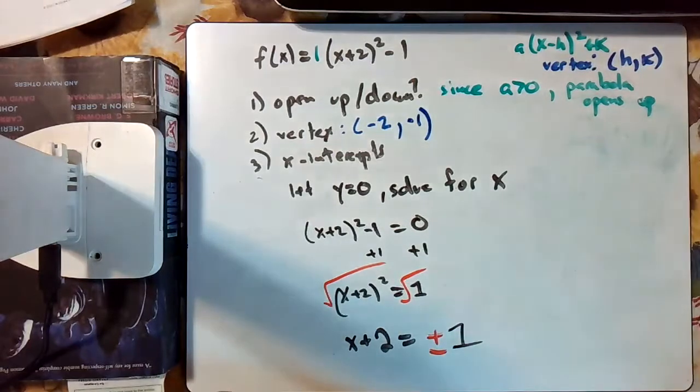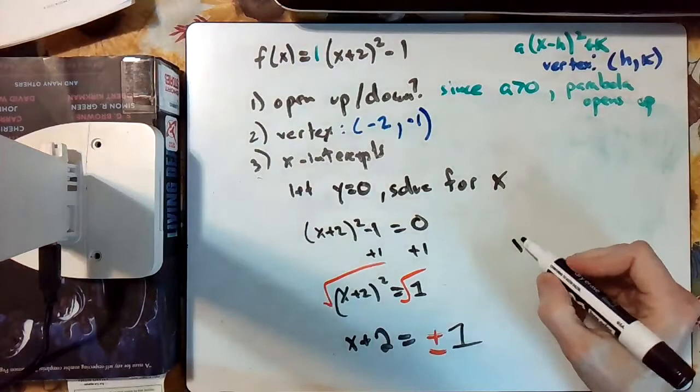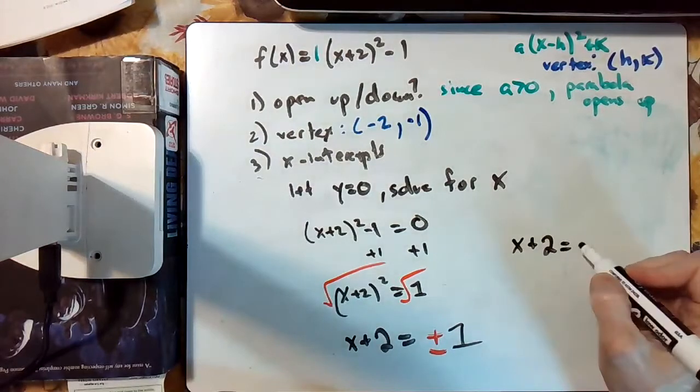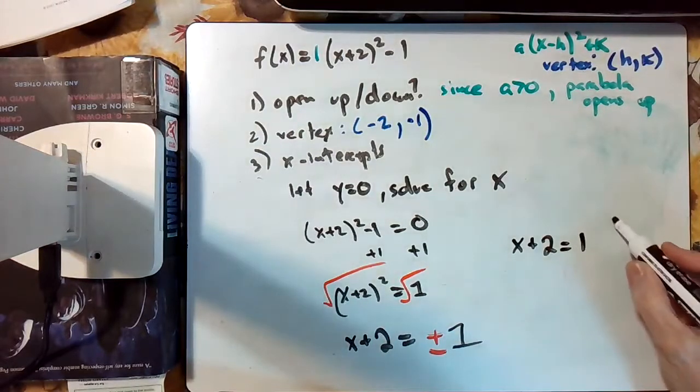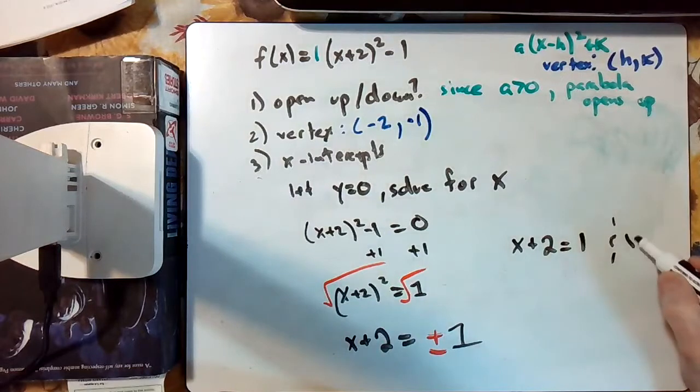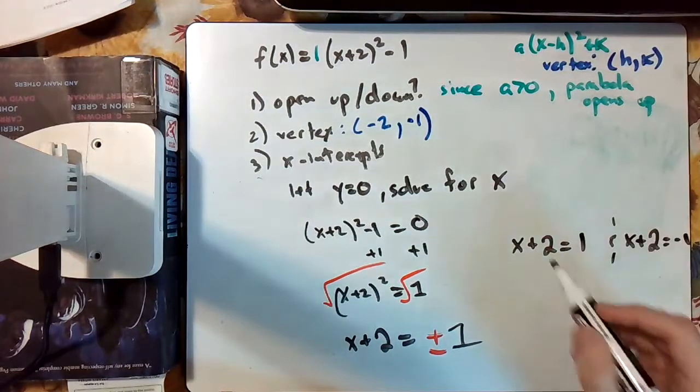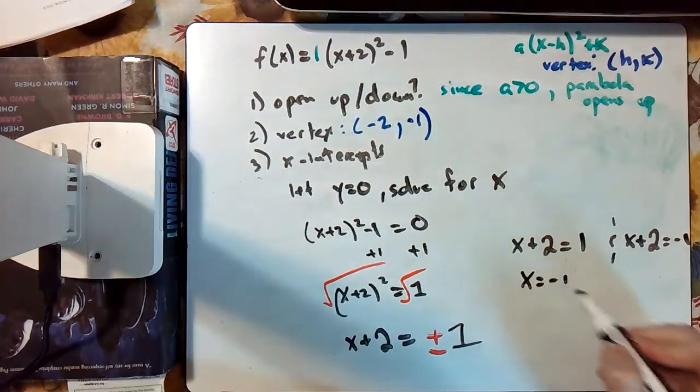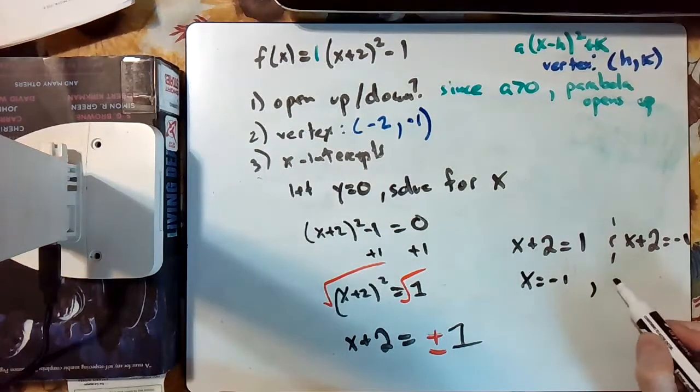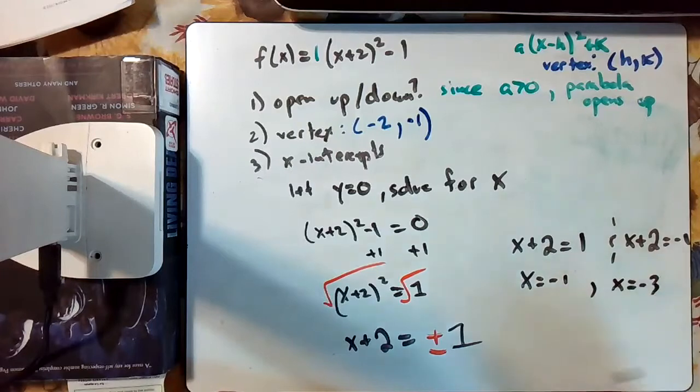Don't forget that. Now we have two equations to solve for, right? We have x + 2 = 1, positive 1, and x + 2 = −1. But then when you solve it, you get x = −1 and also x = −3.